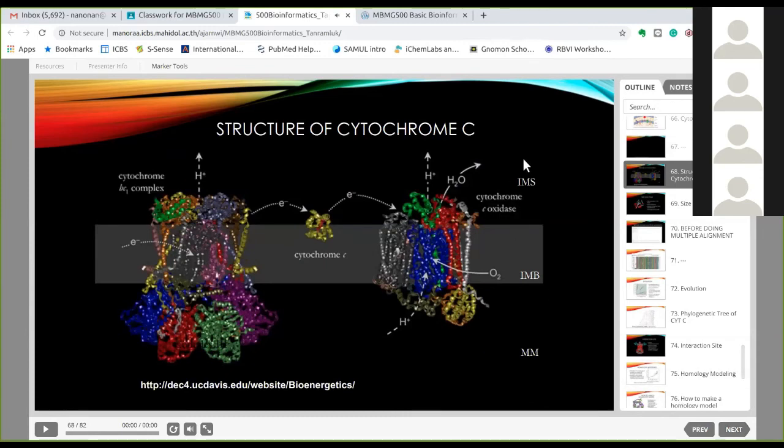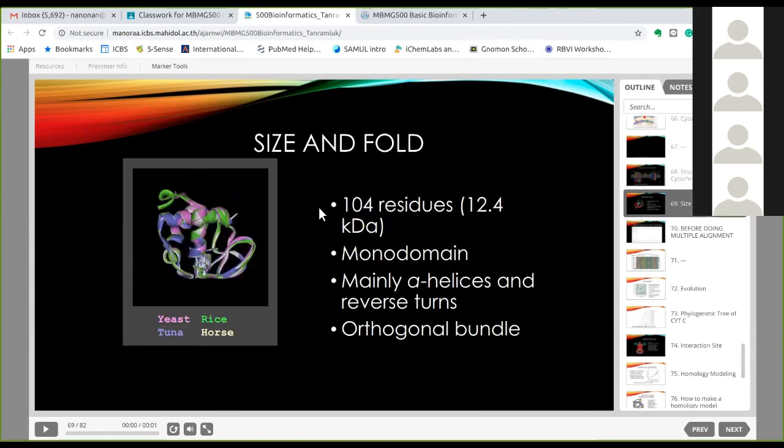Okay, so the structure of cytochrome C looks like this, and we have seen it in the video. So we will study more closely the architecture of cytochrome C, which acts as an electron shuttle. It consists of 104 residues, and is mainly alpha helices and reverse turns. It's called an orthogonal bundle, meaning it looks like a square basket. Inside, in the middle, it has the heme molecule.